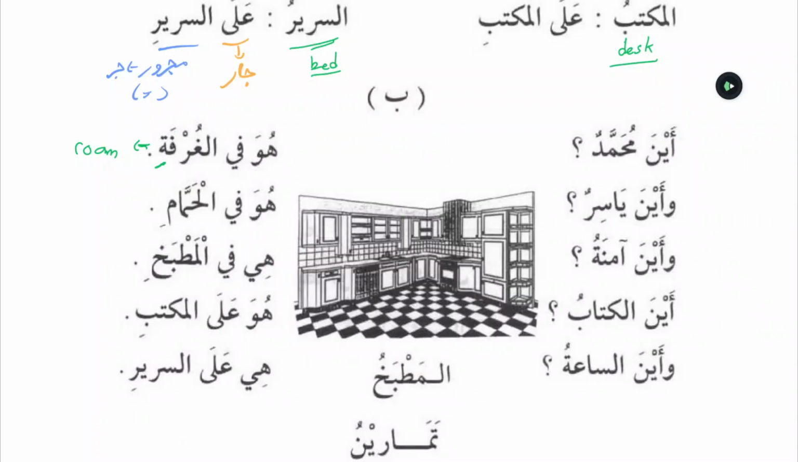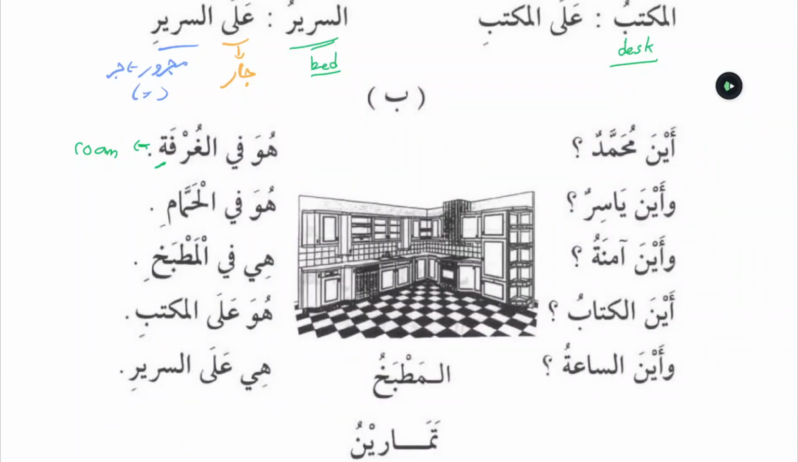He is in the room. Fi is harf al jar, or jar. Al ghurfat is majur, and majur is a role that falls under the position of jar, and jar is often reflected by a kasra. Wa ayna Yasirun? And where is Yasir? He replies, Huwa fil hammami. He is in the bathroom, you can say.